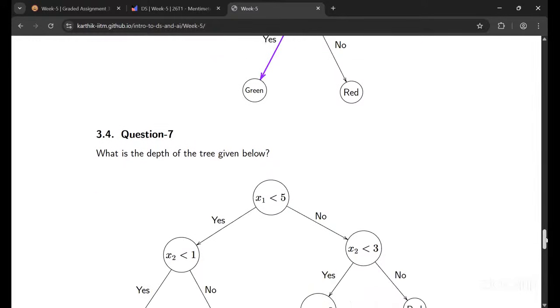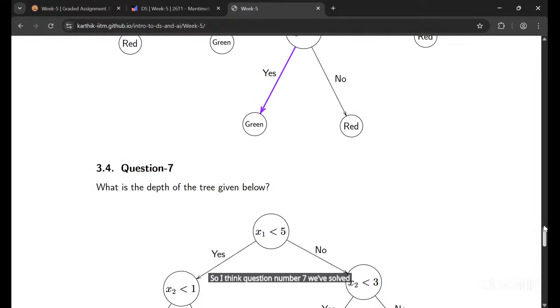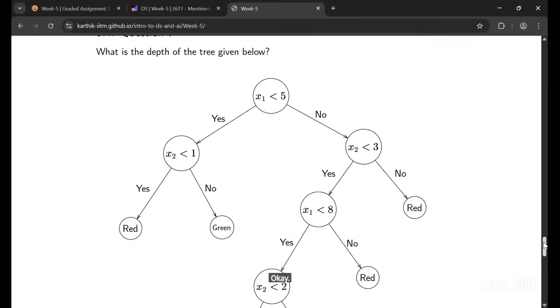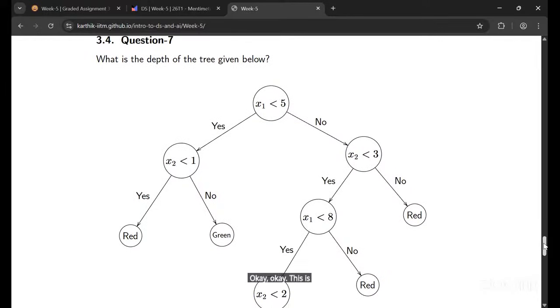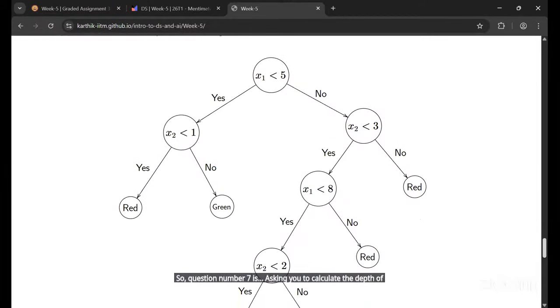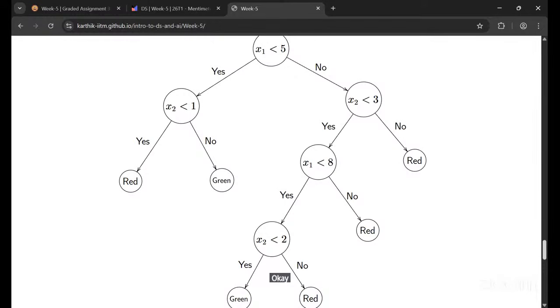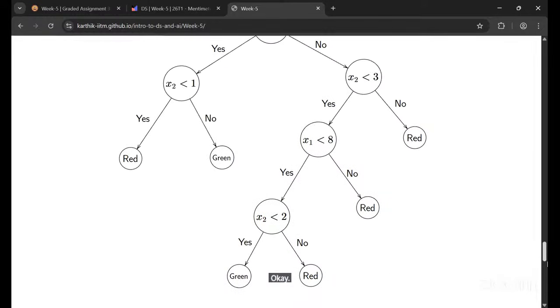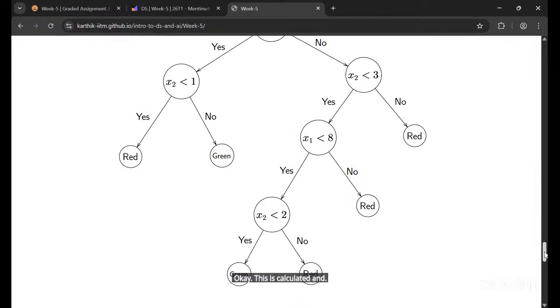So I think question number 7 we've solved already, that the depth. Okay. This is about a new tree. So question number 7 is asking you to calculate the depth of this new tree here. Okay. Please calculate it and put the answer in Menti.